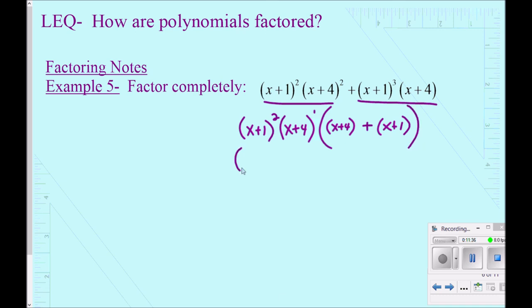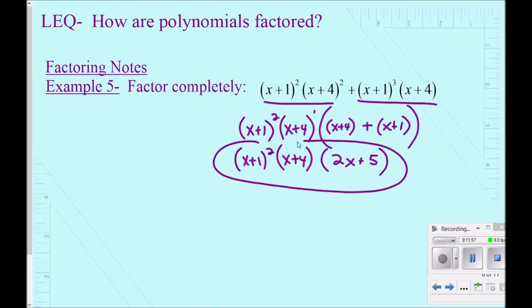So now I have x plus 1, the quantity squared, and x plus 4, which I'm just going to leave as x plus 4. And now I'm ready to combine like terms inside the parentheses. I have x plus x, which is 2x, and 4 plus 1, which is 5. And 2x plus 5 does not factor. So this is my final answer.